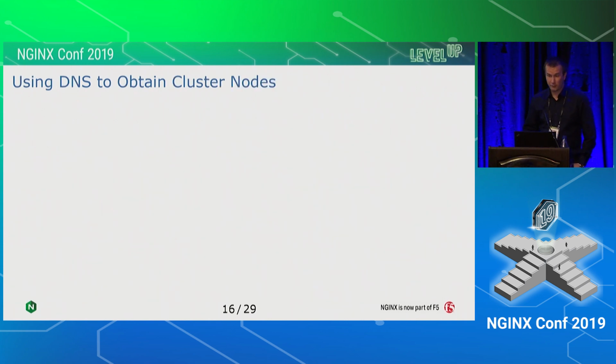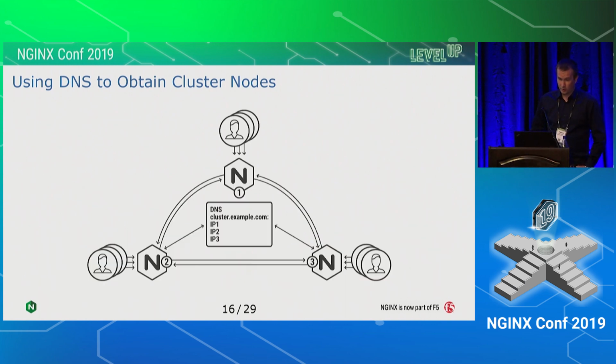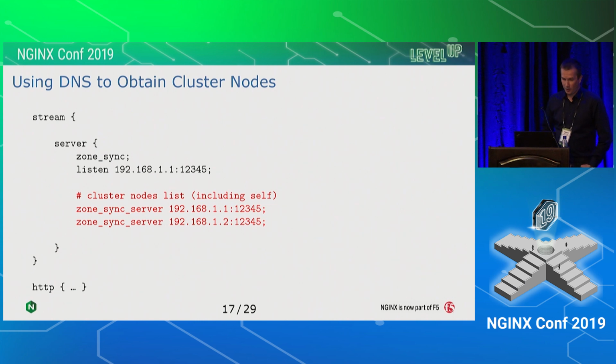Of course, configuring clusters statically is not very convenient. And we'd like to use DNS, and here is a scheme of such a setup. We have a special name, cluster.example.com, and it resolves to 3 IP addresses. And each IP address is an address of some Nginx node.